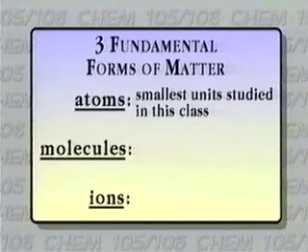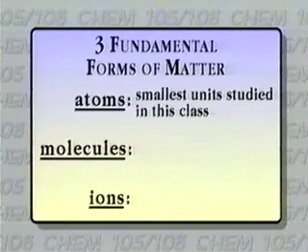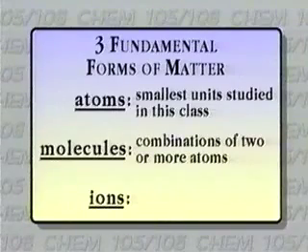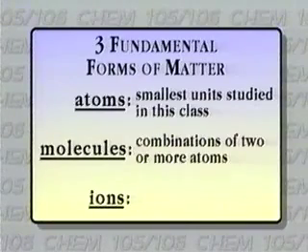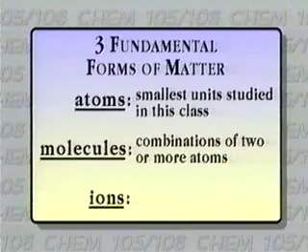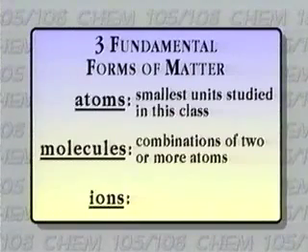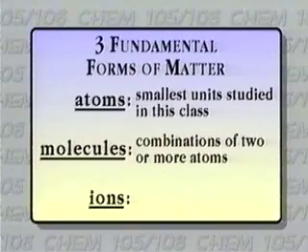Molecules, then, by definition, are the combination of two or more atoms. That makes up a molecule. Now, it doesn't say what kind of atoms, just two or more atoms. They might be the same kind of atoms, they might be different atoms. But the combination of two or more atoms then gives us molecules.